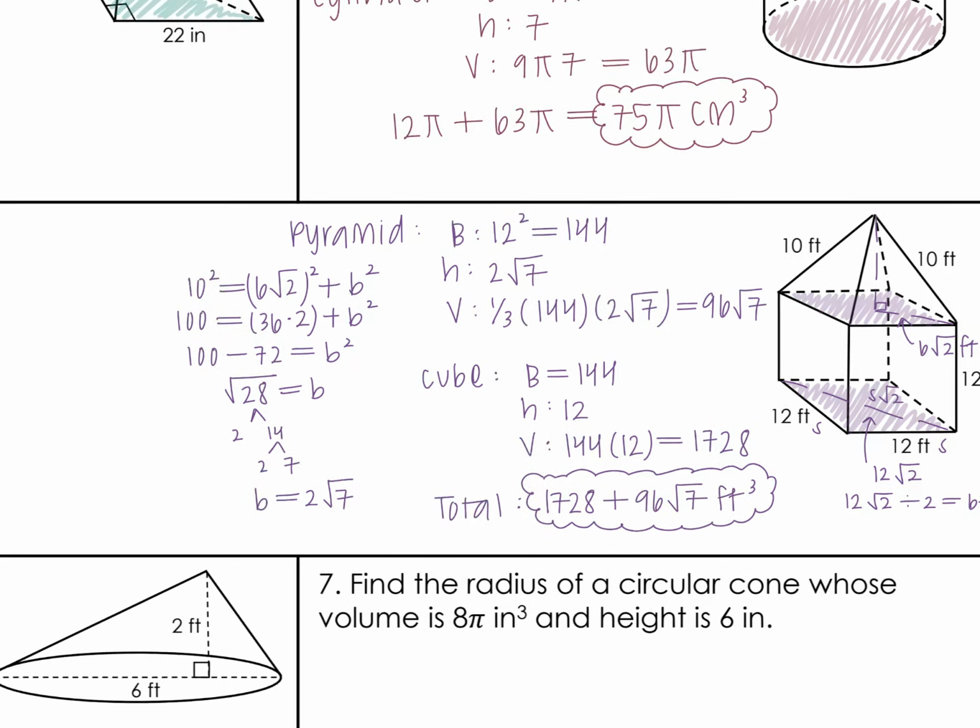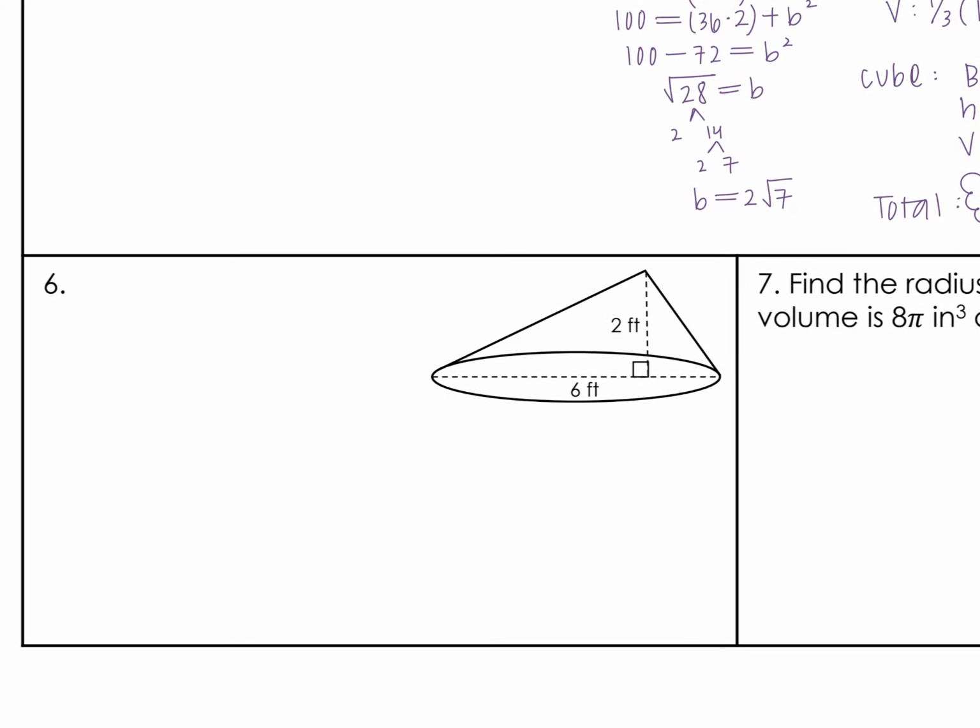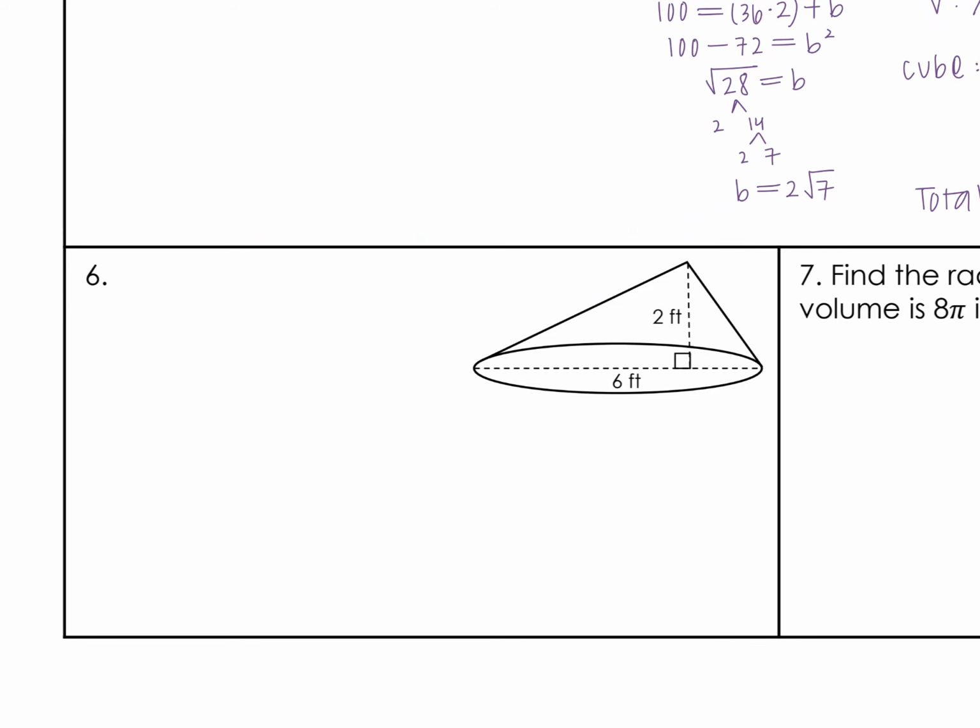All right, moving into number 6. So for number 6 here, we have a cone that is just going to be an oblique cone. Noticing that my vertex is not directly over the center of my base. But don't fret, it's the exact same formula. Nothing about it's going to change. We just need to make sure our height is perpendicular to the base.